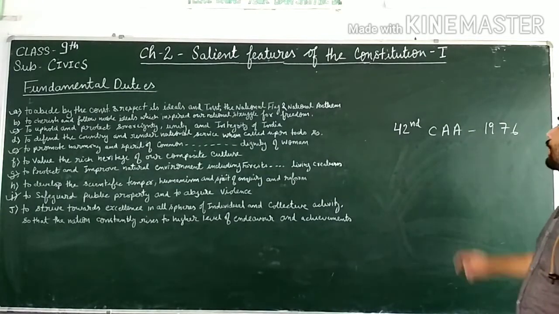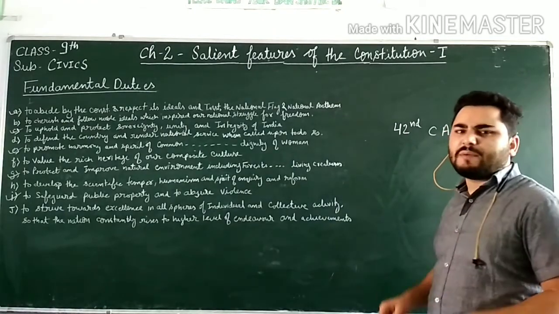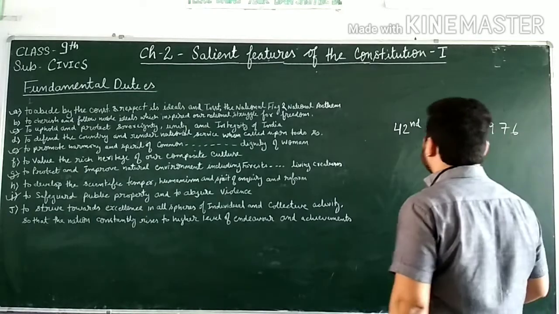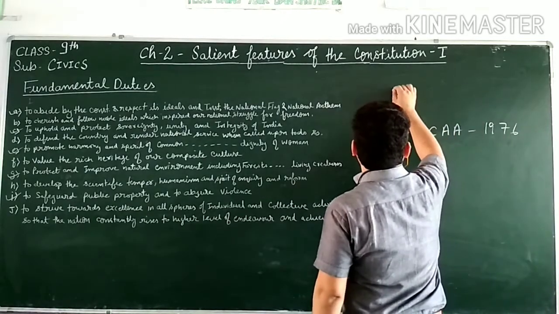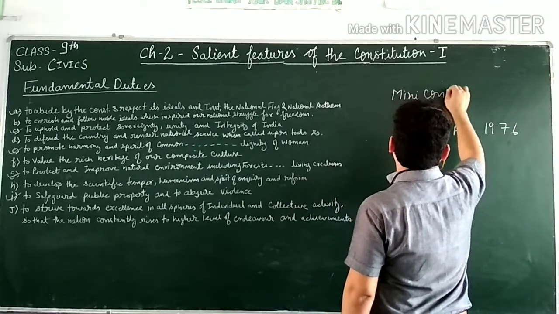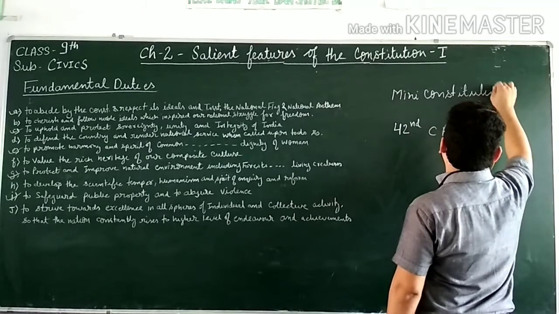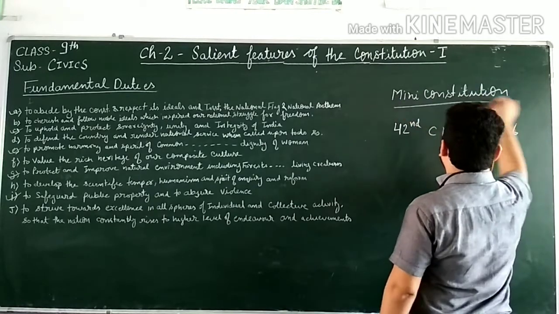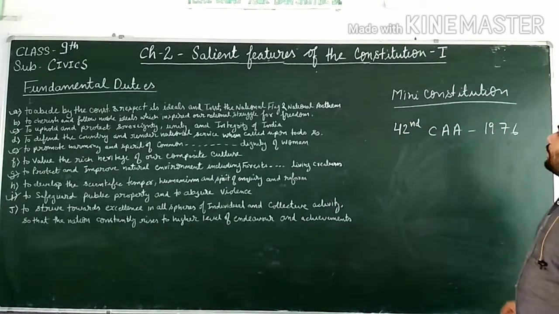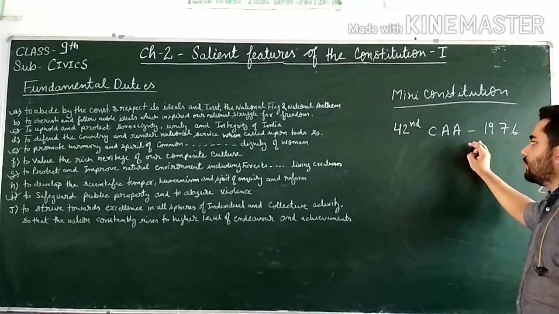Clear? So the 42nd amendment was a very large amendment, so many changes took place in our constitution. That is why it is also called the mini constitution. The 42nd amendment is also called the mini constitution, sarcastically, okay. Now, why was this amendment done in the constitution?